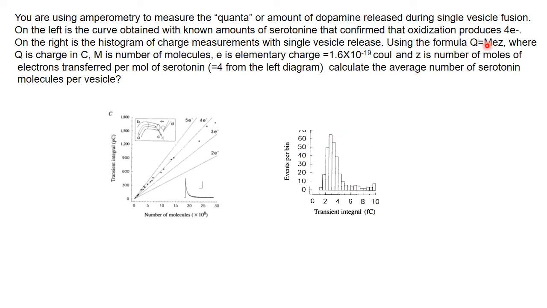So using the formula Q = M × E × Z, where Q is the charge, which you have here, M is the number of molecules, E is the elementary charge, which is given here, and Z is the number of moles of electrons transferred per molecule of serotonin, which is actually 4, as you know from this diagram. I want you to calculate the average number of serotonin molecules, so this would be the big M. You can see what is the most frequent charge that you get here, and then based on that, E, and Z, which is 4, calculate M, which is the number of molecules released per single vesicle.